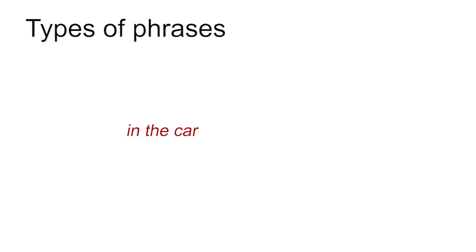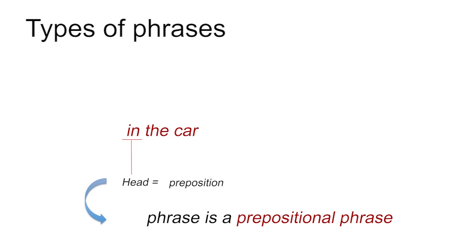In the phrase "in the car," the head is in. In the car doesn't really talk about the car as such. It refers to a particular location with respect to the car. The word that tells us what this location is, is in. So in is the head of this phrase. In is a preposition. So in the car is a prepositional phrase.